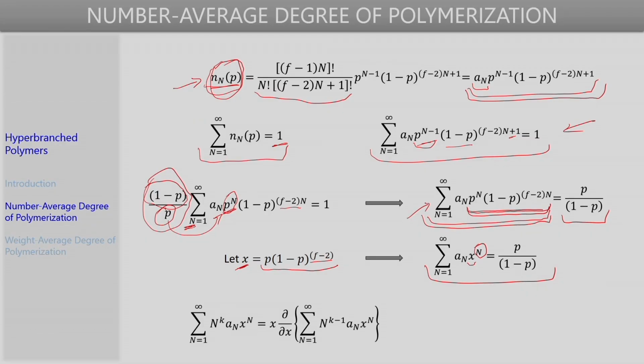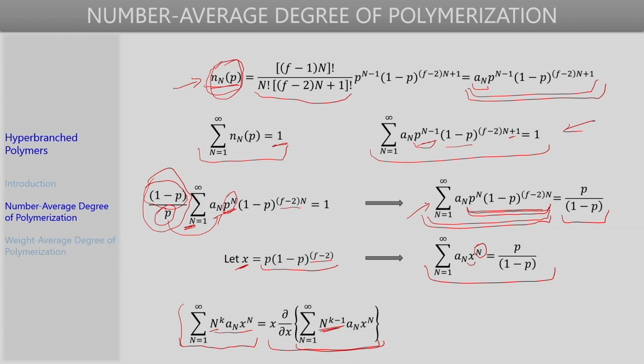The mathematical operation or identity that we are discussing is that if we have a summation of this kind, n to the power k a_n x to the power n summed from 1 to infinity, then that equivalently can also be written as x times the partial derivative with respect to x of this entire quantity, where we have changed this n to the power k to n to the power k minus 1.